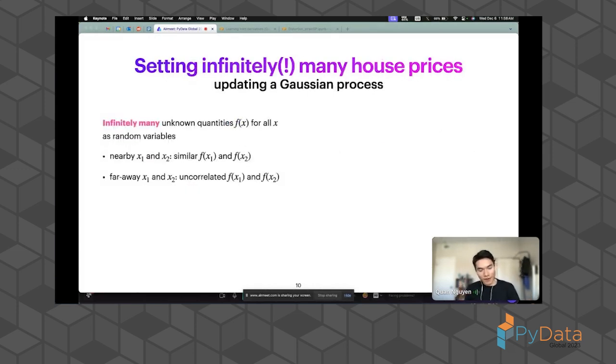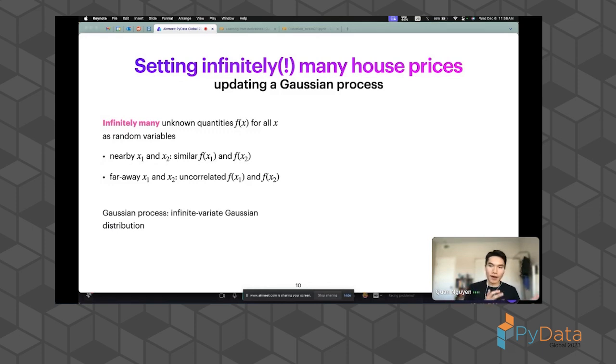Okay, so this is where the punchline comes in. We've done the update procedure for 3 random variables. We've done the update procedure for 20 random variables. And now, when we want to do regression, we want to make our prediction at any input location, any random variable that we like. So in effect, we are extending this multivariate Gaussian distribution to infinitely many random variables, infinitely many unknown quantities. And that's exactly what we get, an infinite-variate Gaussian distribution.